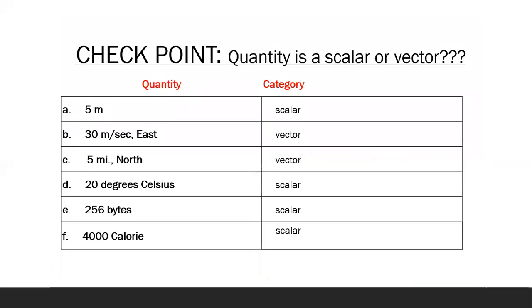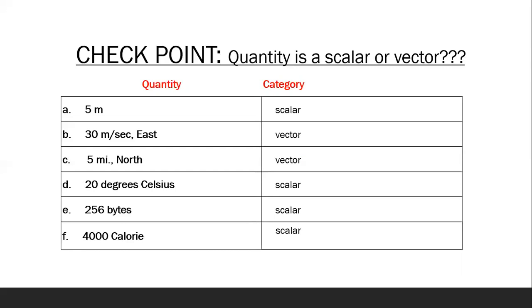Checkpoint. Let's see, there are some quantities given and see if you can guess them correctly. They're scalars or vectors. 5 meter, it is giving us a sense of distance, of some length, 5 meters. So 5 is the value, meter is unit. It's a scalar quantity. 30 meter per second east, the direction is involved over here, so it's a vector. 5 miles north, yes, again, it is a vector.